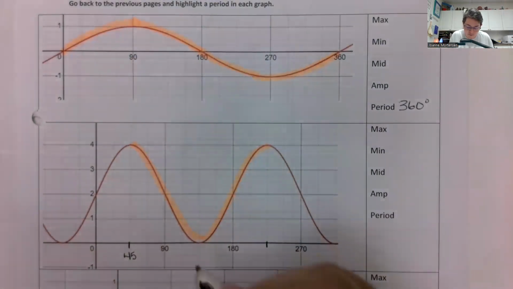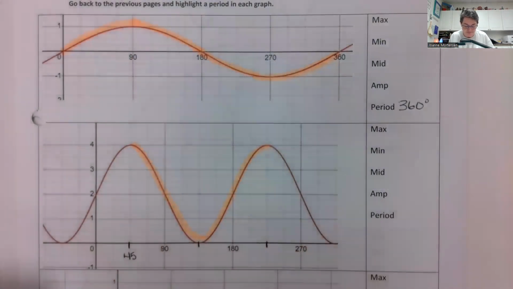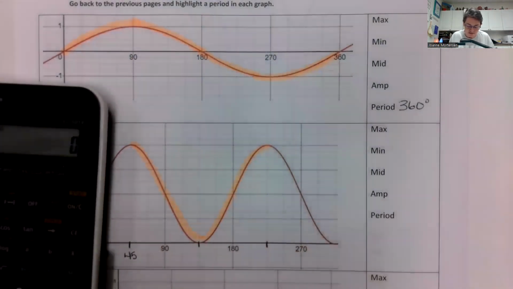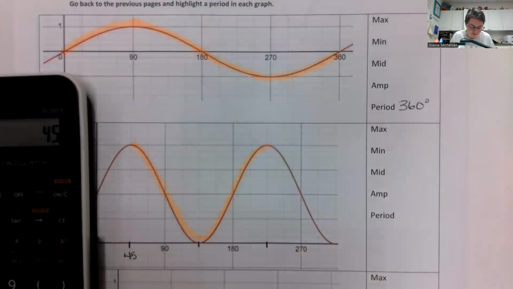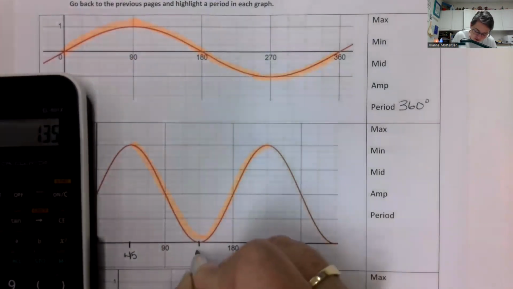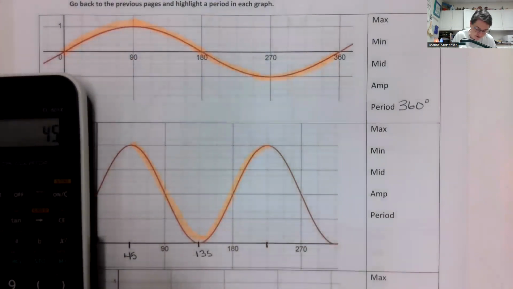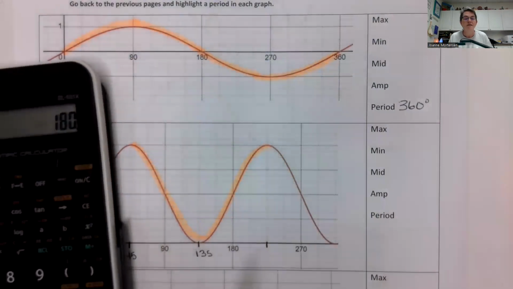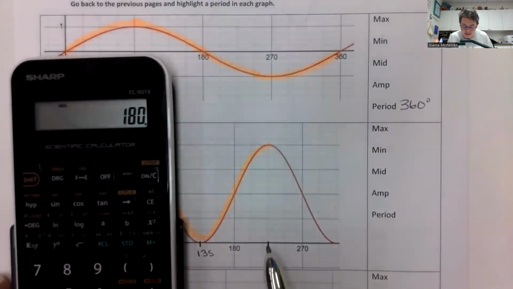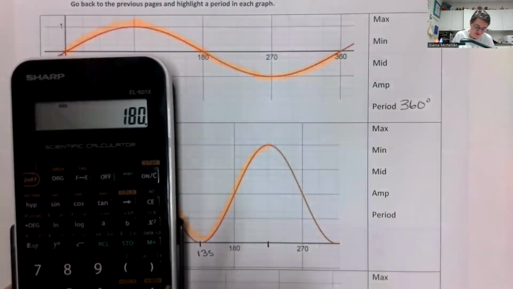And then that means, you know what? I'm just going to make life easy here. So 45 plus 90. This is going to be 135. And then we go plus 45. Oh, can't see it. That's going to be my 180 plus 45. So it's 225.